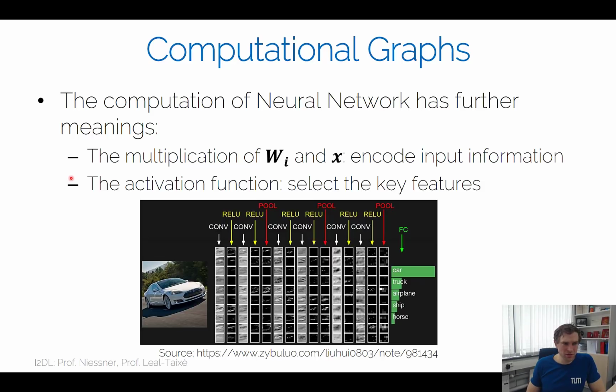The computation of the neural network also has further meaning. This multiplication of W and X encodes some sort of input information. That's something we're going to talk about in a few lectures. Basically, we're going to get these features after every layer, and for some special types of networks, we can visualize these features. They have some visual meaning as well, like an edge detector or something like that. We'll see how that goes. But in practice, after every layer of these compute graphs, you're going to get some feature map, and you can do something with it depending on the input and the structure.